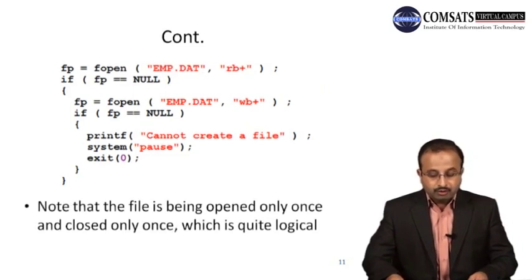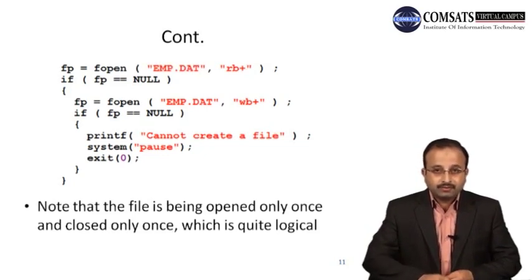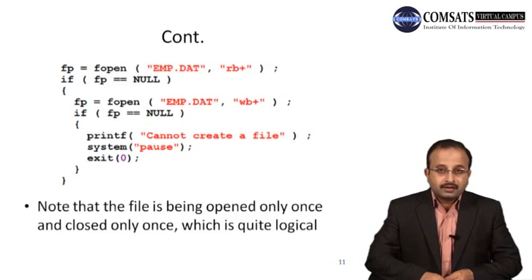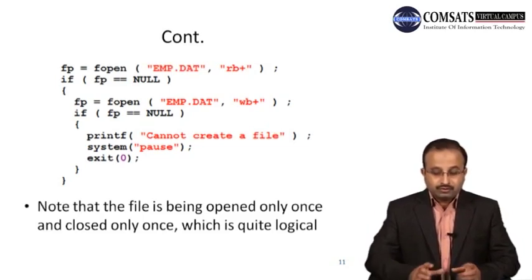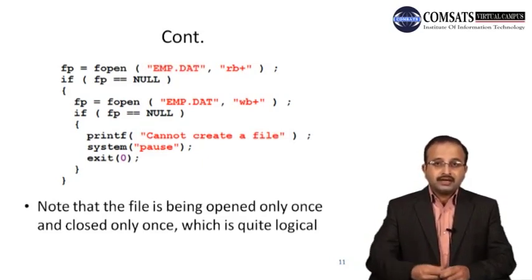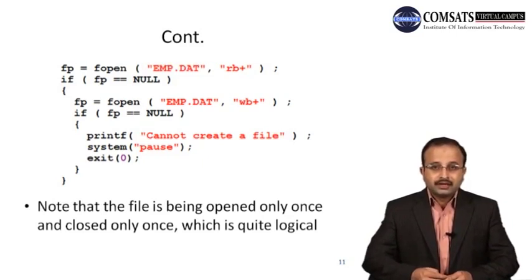Note that the file is being opened only once and closed only once, which is quite logical. So you open the file at the beginning of your program, then you have a menu driven program. I will show you the skeleton of the program, which says you can add record, delete record, modify and display record, and you open the file at the first time and you close the file when you exit from the program, right?